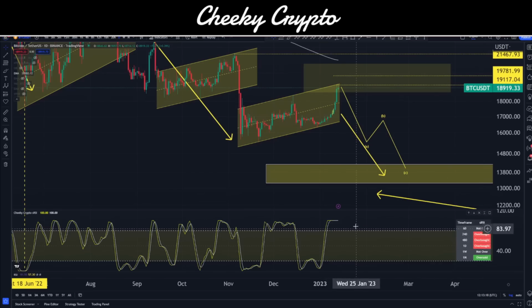Let's bring the stochastic up. You can see that we're overbought, and we're overbought on the daily, the 20 hour, the 16 hour, the 12 hour, the 8 hour, the 4 hour, right? We're overbought on all these time frames. Okay, now the stochastic is great, but it's a stochastic version of the RSI.